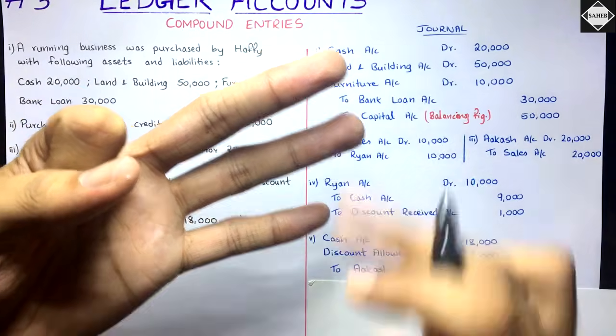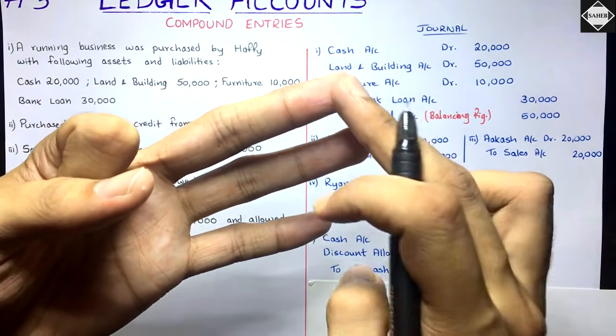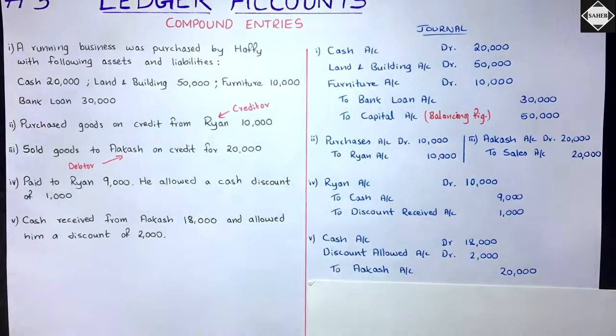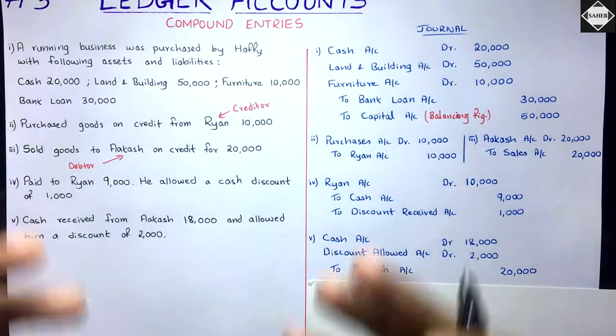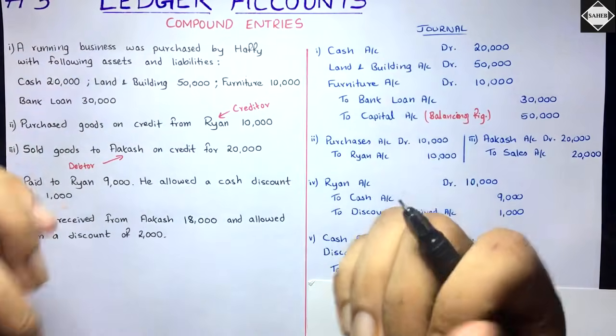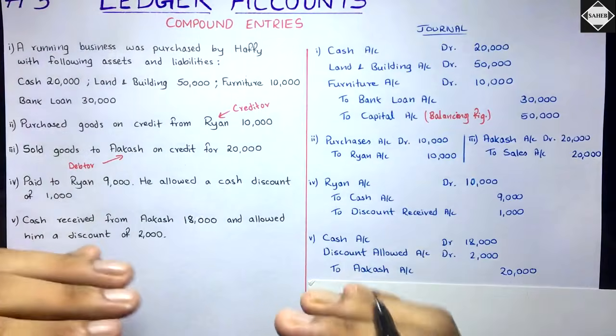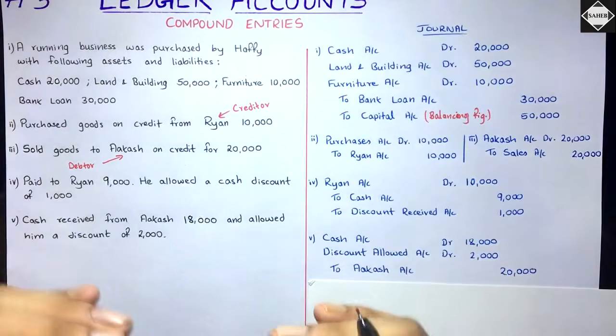So, Akash's account is decreasing because in future you are not going to get any money from Akash. So the asset is decreasing. Always remember this. It's a very simple thing. When you receive the money from your debtor, what happens? The receivable, or your asset, or your debtor decreases. Cash increases, but debtor decreases.